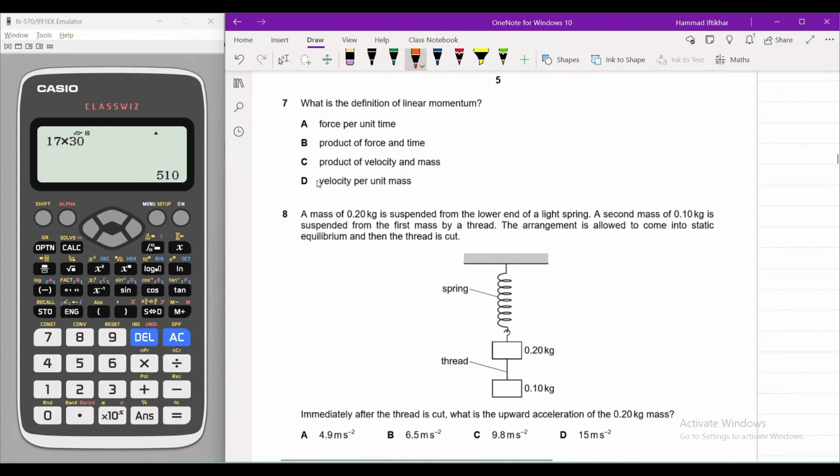What is the definition of linear momentum? That's just the product of force and velocity. Sorry, product of mass and velocity. So that's C.